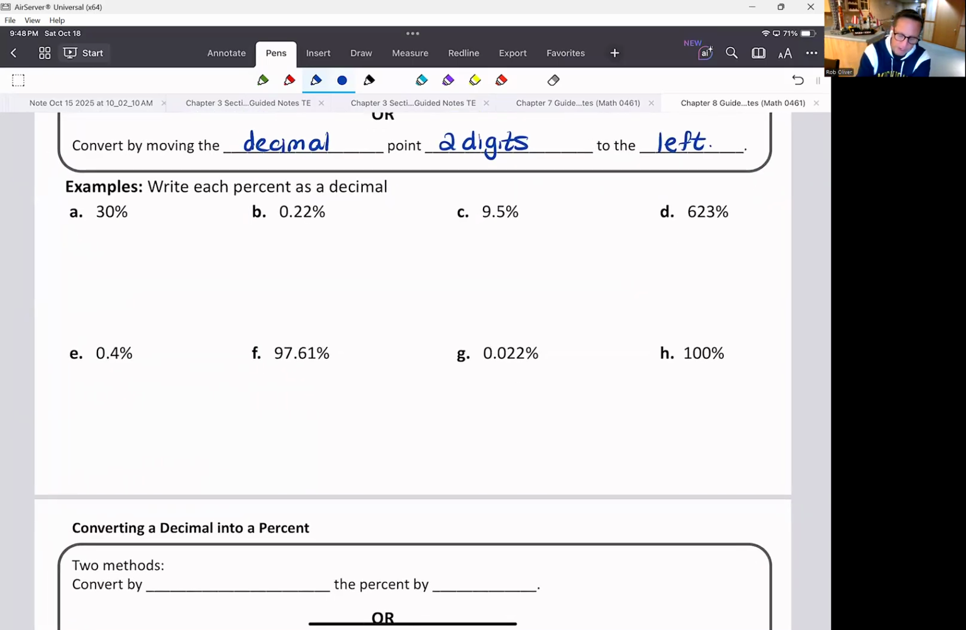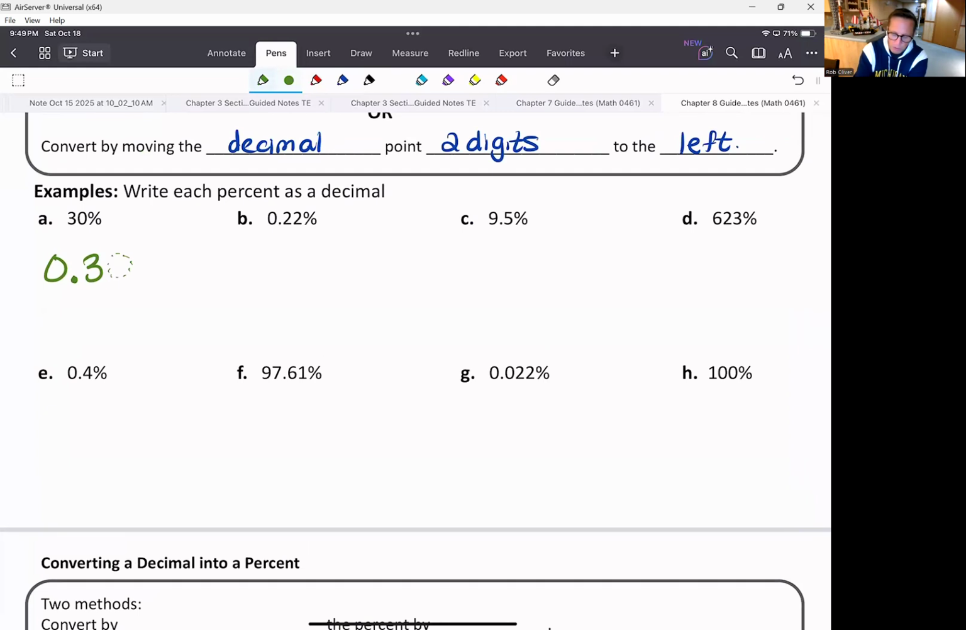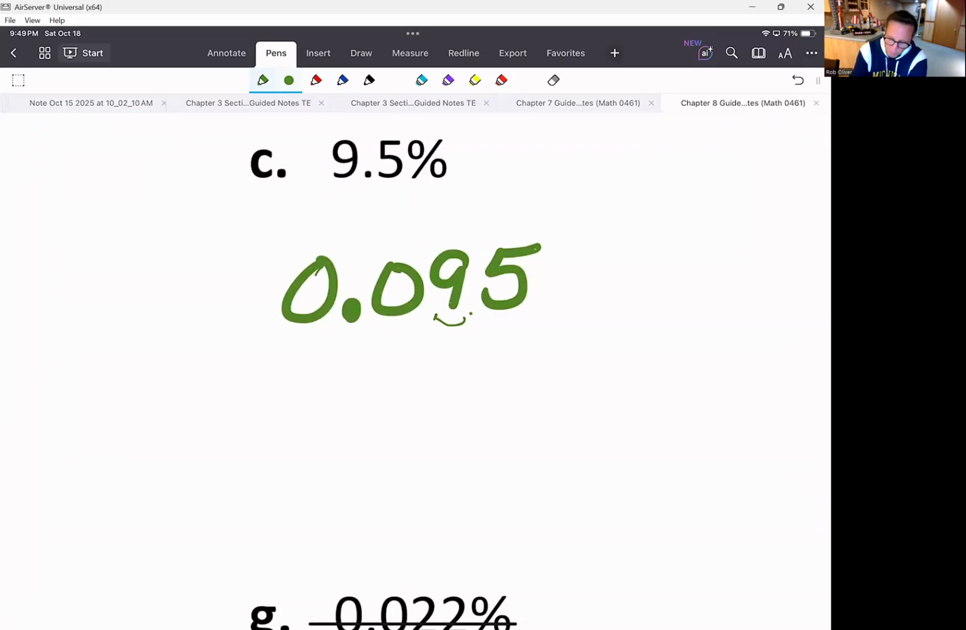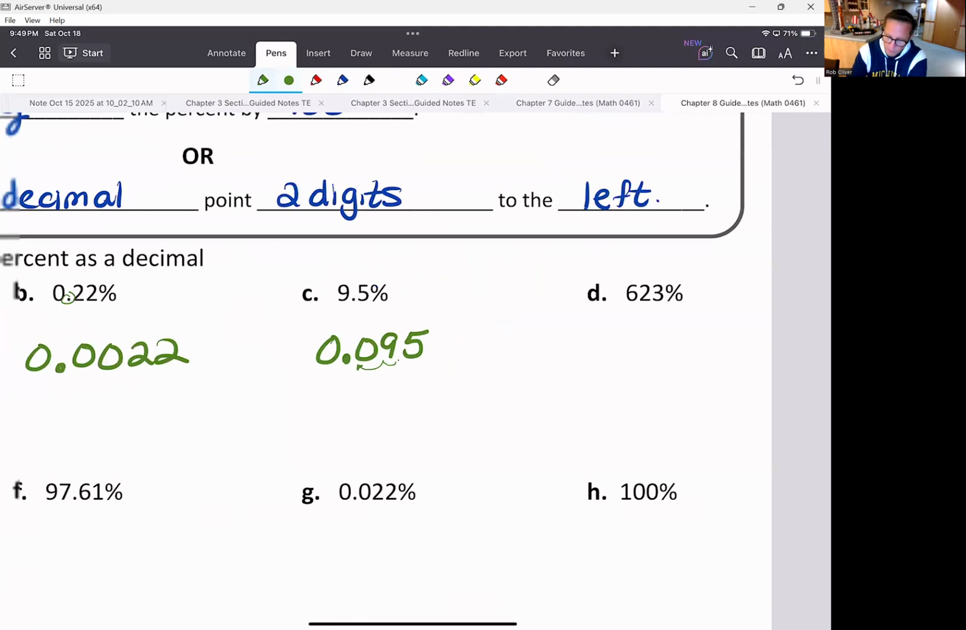You probably find the second thing easier. But on example A, just move it over 2 places. So that is going to be 0.3. Now, if you want to put a 0 there, you can, but you don't really need it. For B, that is 0.22%. There's a decimal there, so I'm still going to move it over 2 places. So it's going to be 0.0022. So it's 22 10,000ths when I change it to a decimal. When we do this one right here, we're going to do that as 0.095. It was there and it moved over 2 places. That's how it works.